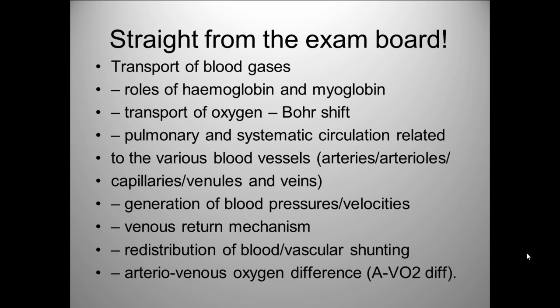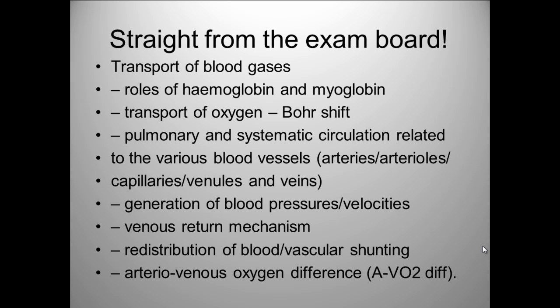So in this topic, these are the types of things that we have to cover: what hemoglobin and myoglobin do, the transport of oxygen and the Bohr shift, so that's to do with dissociation curves, pulmonary and systemic circulation. Pulmonary means the blood system to the lungs, systemic means the blood system to the rest of the body. The different types of blood vessels, things to do with blood pressure and velocities, venous return, and arteriovenous difference. And the thing that we're going to focus on today are basically the blood vessels.